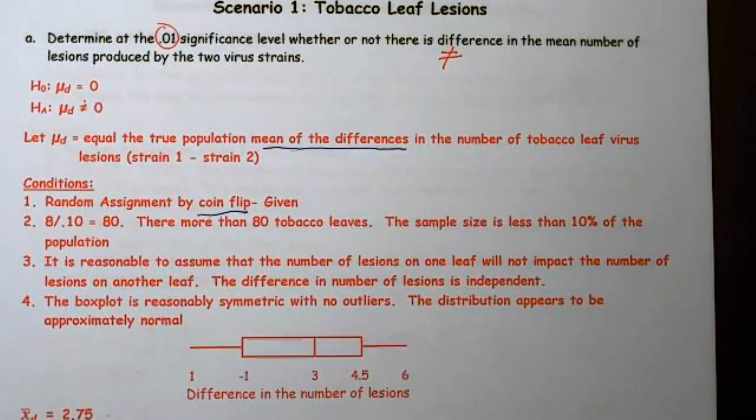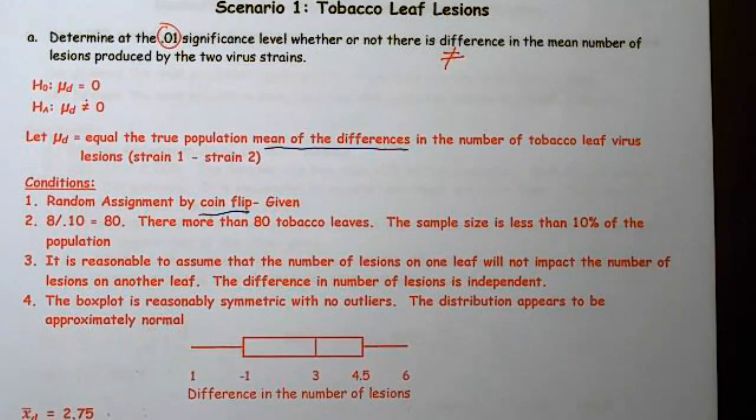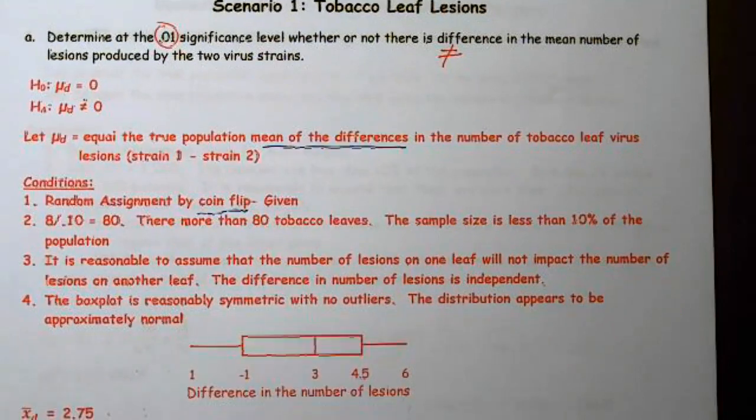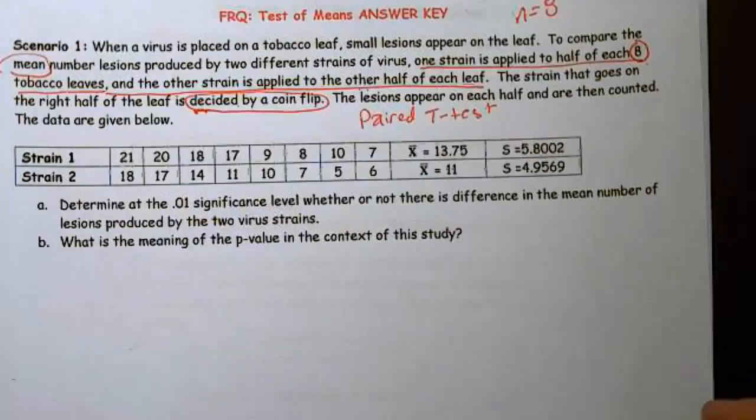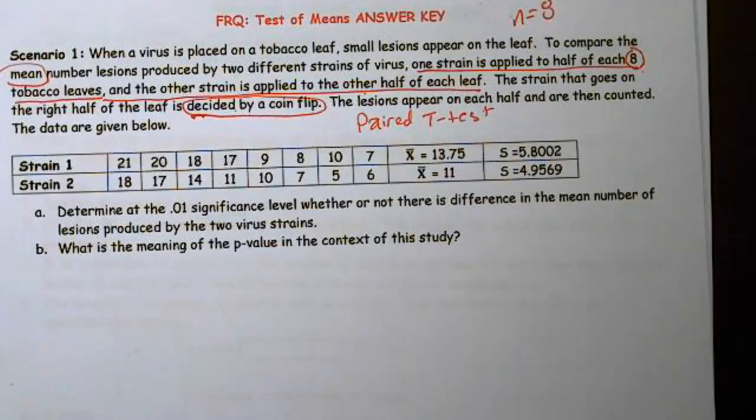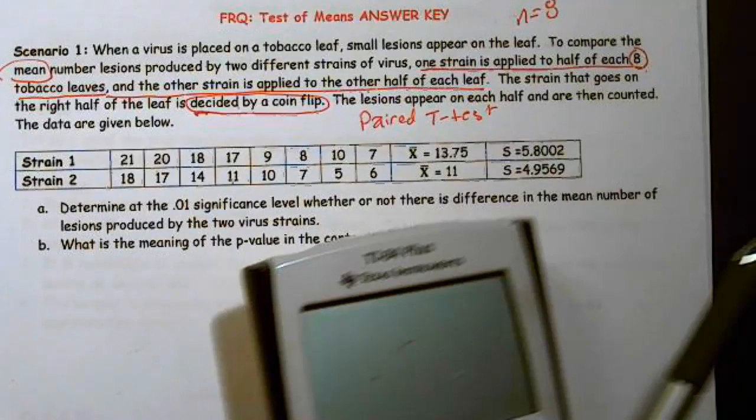It's reasonable to assume that the number of lesions on one leaf will not impact the number of lesions on another leaf. That's the independence. So the difference in lesions is independent. Now we need to check for normality because our sample size was small. Our sample size was 8. We can't say it's normal by the central limit theorem, and they didn't tell us the underlying distribution was normal.